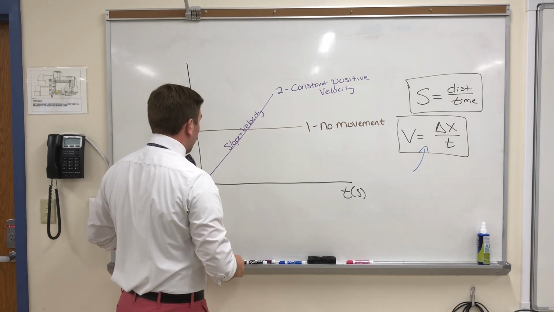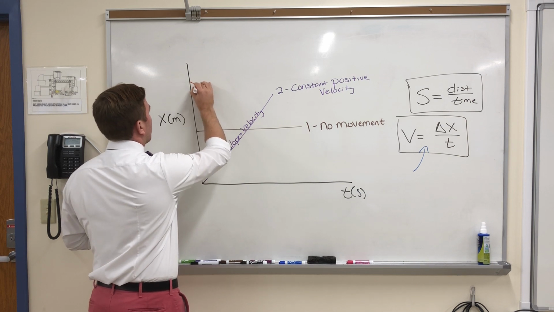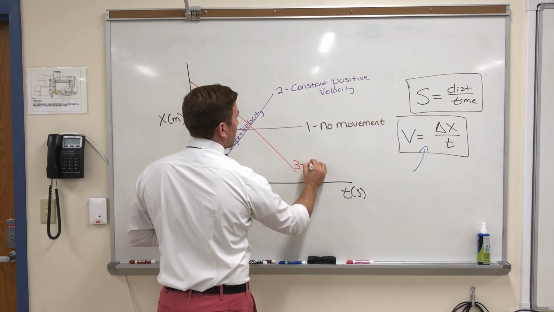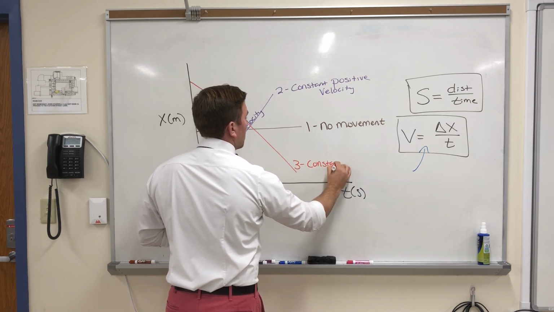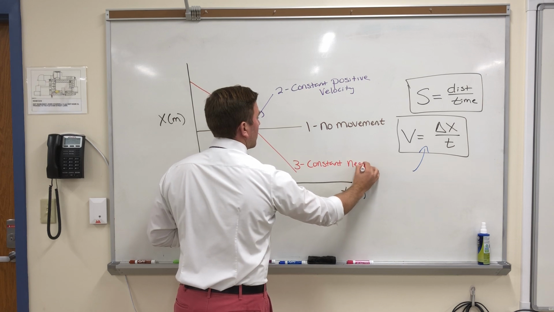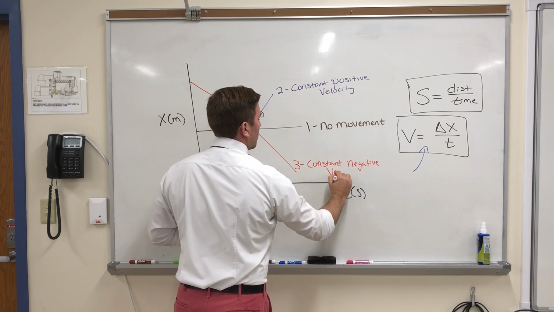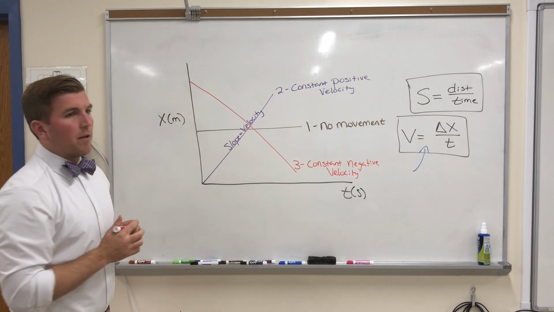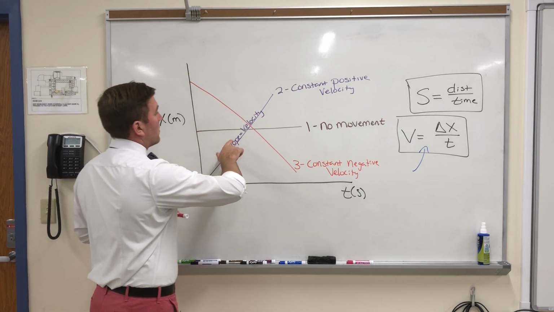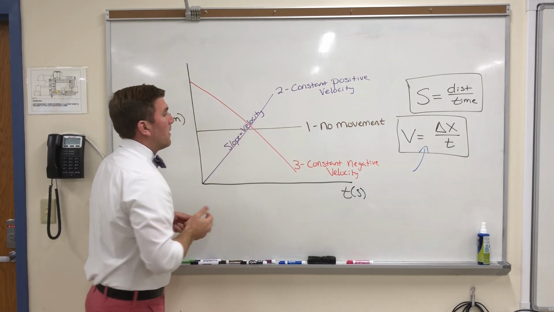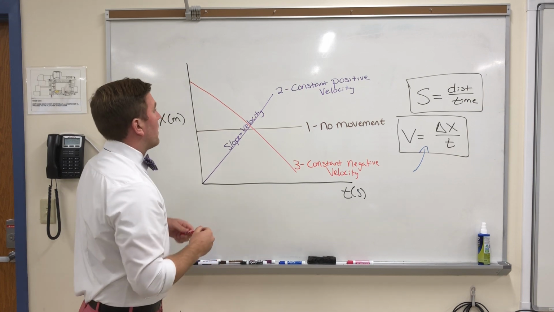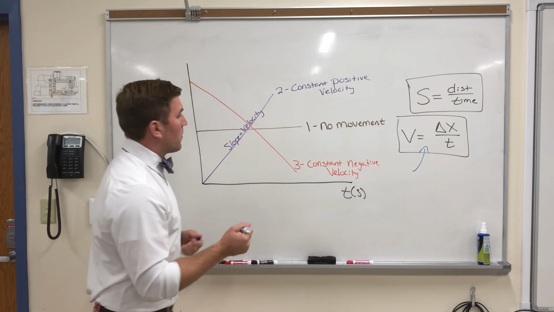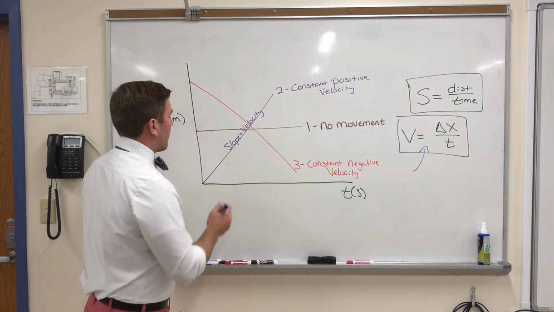So that means I have a positive velocity. If I have the exact opposite line, and I go down, so we'll call this line 3, this is still a constant velocity, but in this case it's a constant negative velocity. When I find the slope of this line, the rise over run, the rise portion of my slope will be negative because I'm actually going down and over. So I would get a negative value there, and so I would end up with a negative slope and a negative velocity.